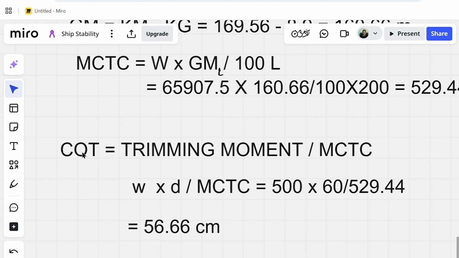Now the formula for change of trim is trimming moment upon MCTC. Trimming moment is W into D upon MCTC. W is the weight shifted, 500 tons, and distance is 60 meters by which the weight was shifted. So W into D, divided by 529.44, and we get 56.66 centimeters. Remember, whenever you use MCTC, which is the moment required to change the trim by 1 centimeter, the answer will come in centimeters. So 56.66 centimeter. This is the final answer which was asked in the question.